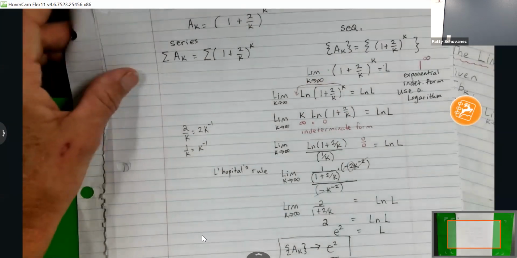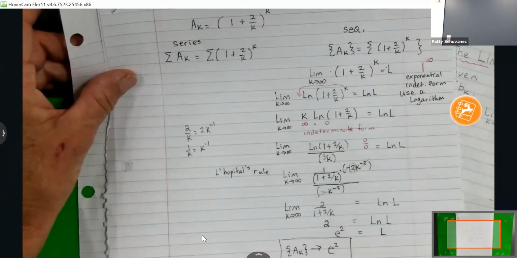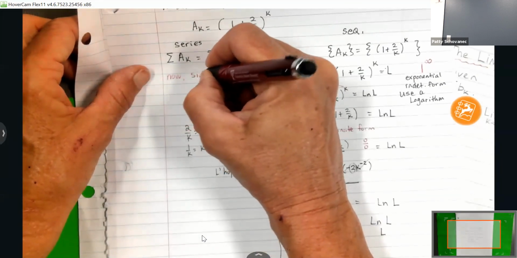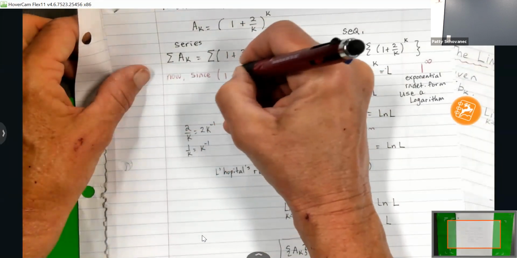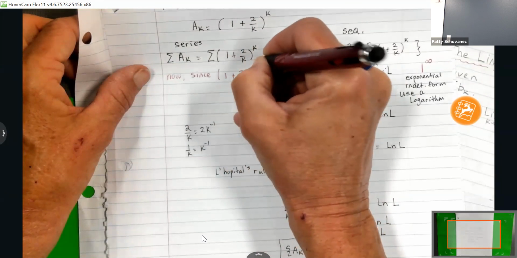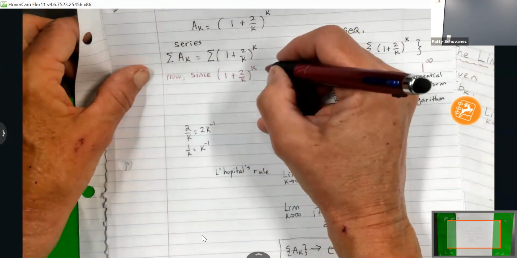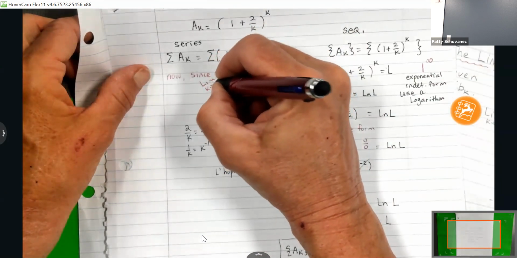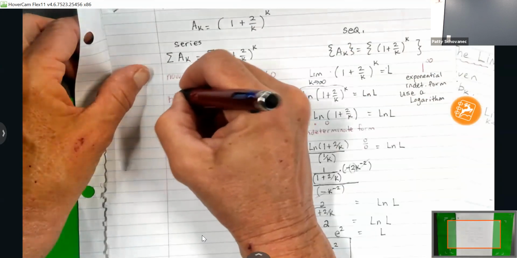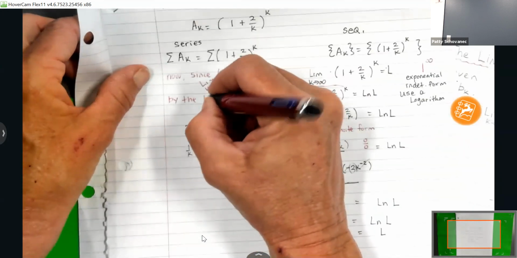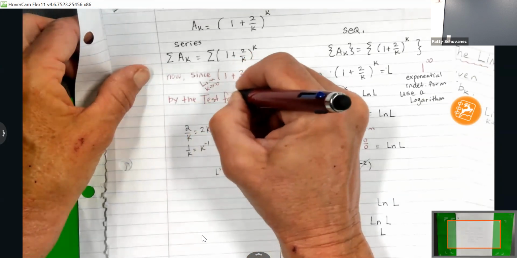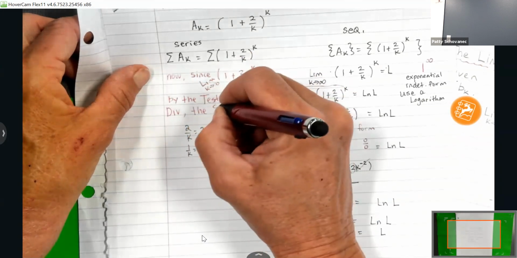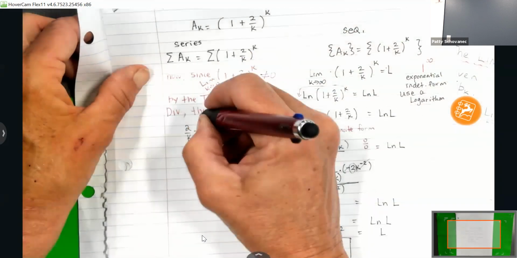So let me see if I can put it on here. Since the limit of 1 plus 2 over k to the k is not 0, by the test for divergence, the series diverges.